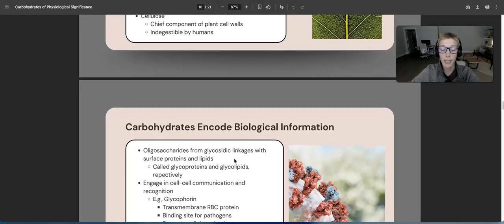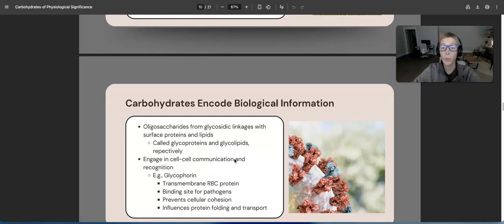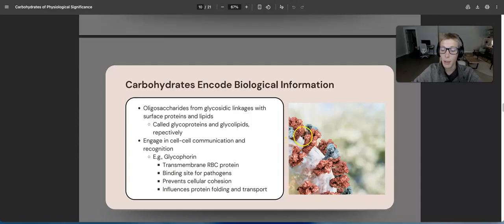So oligosaccharides form glycosidic linkages with proteins and lipids to form glycoproteins and glycolipids respectively, which are membrane proteins that engage in cell-to-cell communication, recognition, as well as a host of other functions. An example from the textbook is a transmembrane carbohydrate found in red blood cells called glycophorin. Its roles include serving as a binding site for pathogens and influencing intracellular protein folding and transport.